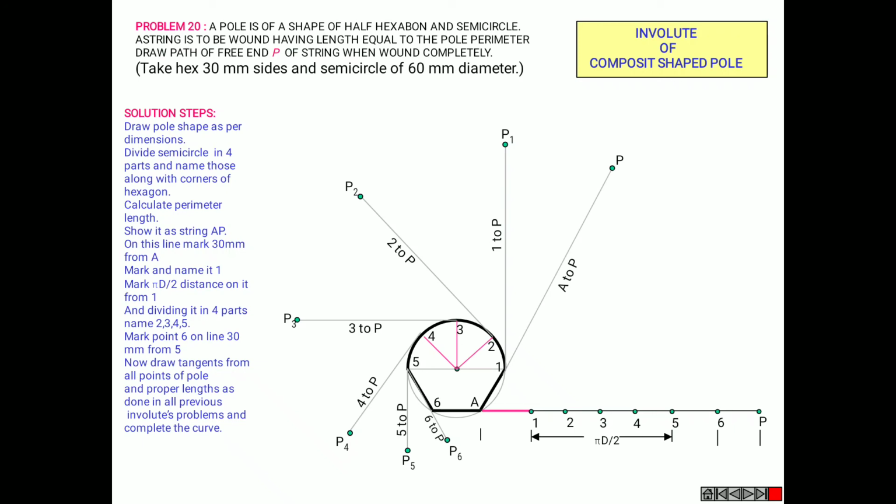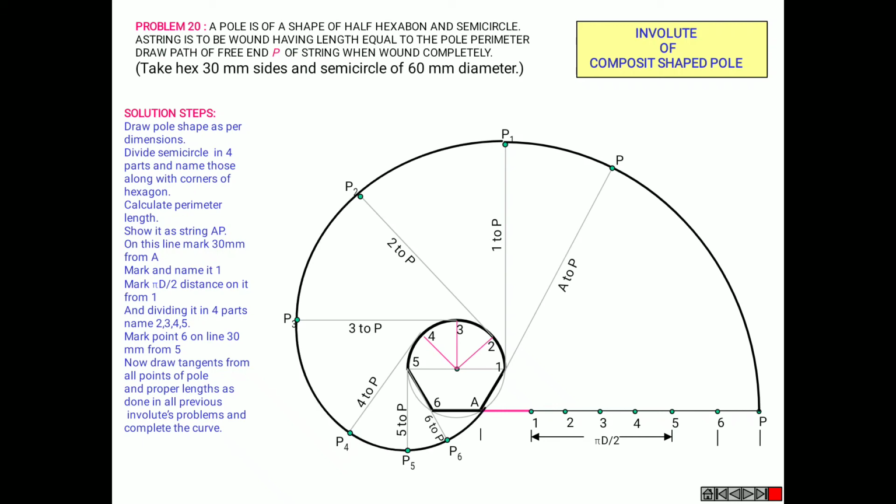Now you got all the required points. Join all these points smoothly in order to obtain your required involute. So this is your involute. Okay, we'll move on to the next.